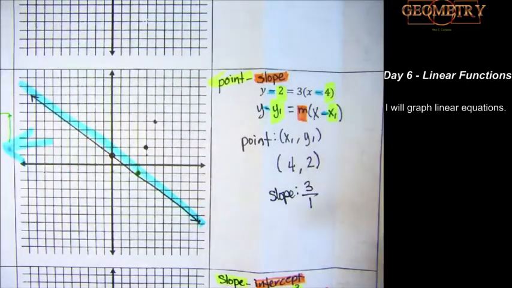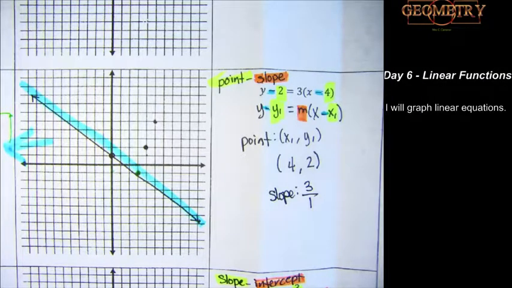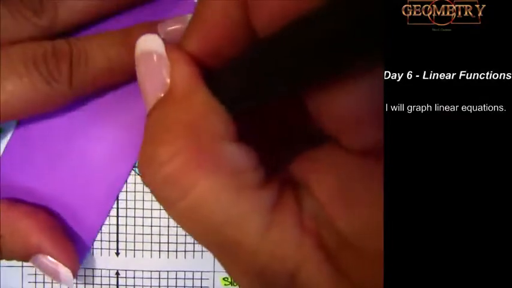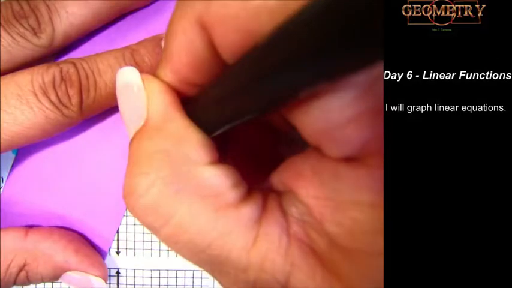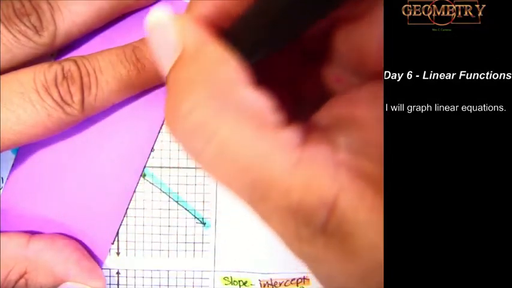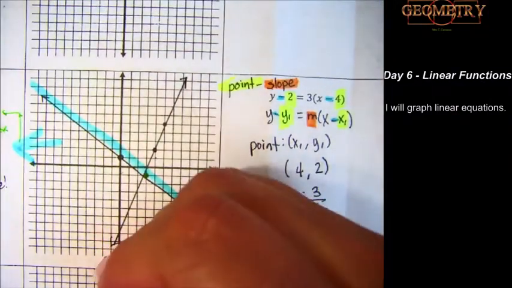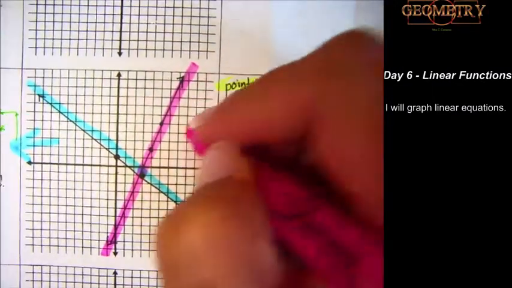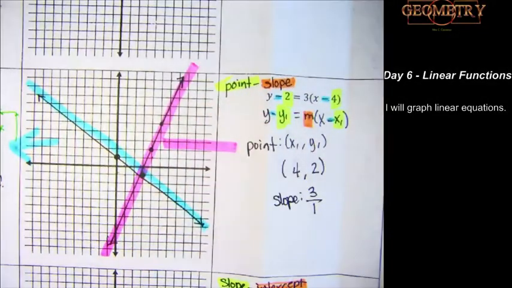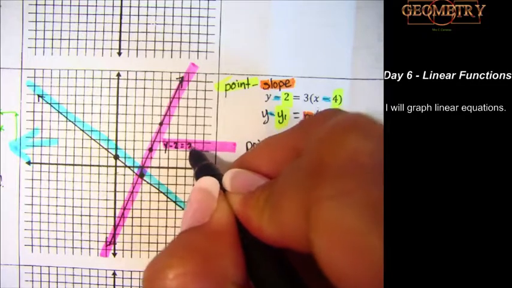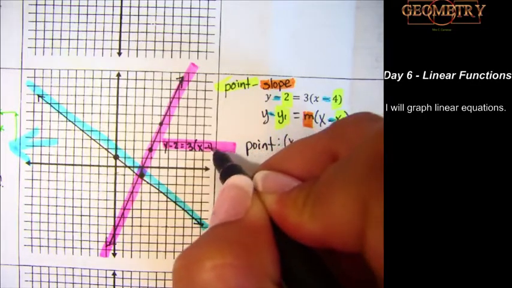Okay. And now I'm going to take my straight edge and I'm going to trace my line. This is this line right here. Y minus 2 equals 3x minus 4.